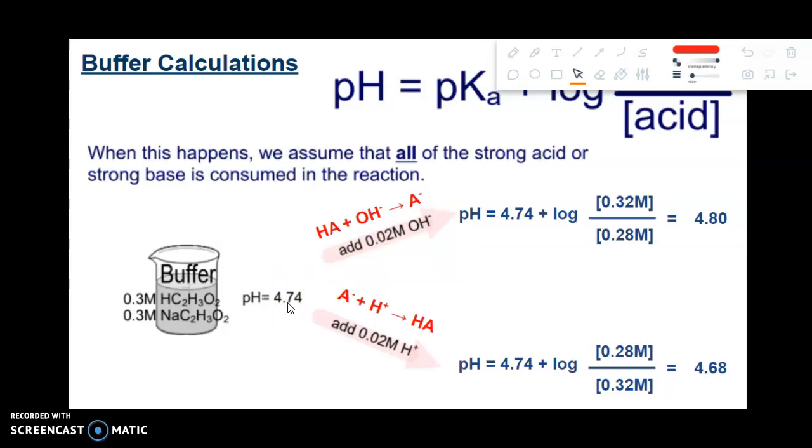If we did not have any buffer in the solution at all and we just added acid, the pH change would be dramatic. So that's kind of an intro to the acid-base topic here, buffers, and the Henderson-Hasselbalch equation.